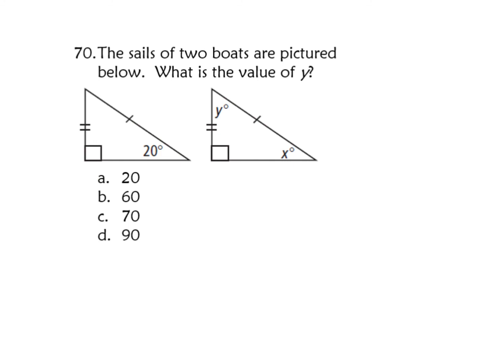Number 70 says the sails of two boats are pictured below. What is the value of Y? Okay, so these two triangles are going to be congruent because of HL, right? We have hypotenuse leg because we have right triangles. So that means this has to be Y degrees, and if this is 20, this has to be 20. Then I can just use my triangles. So if X is 20, that makes Y 70.